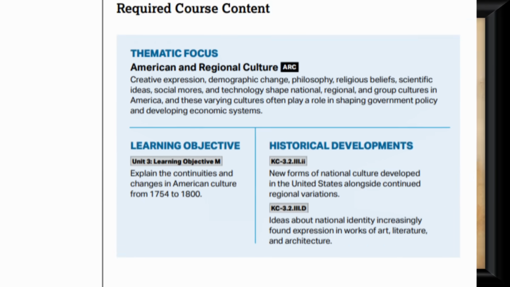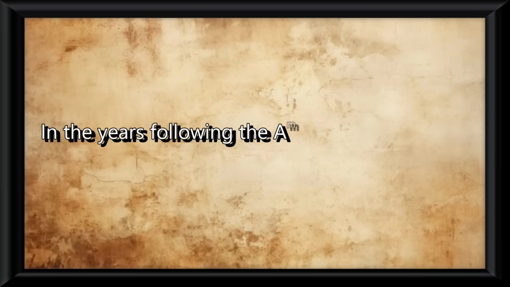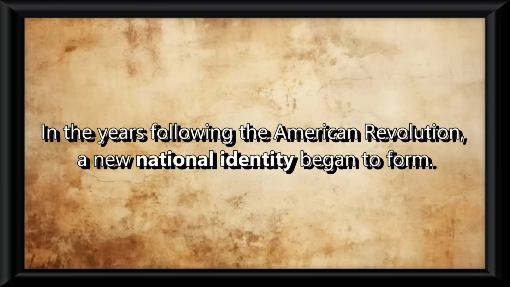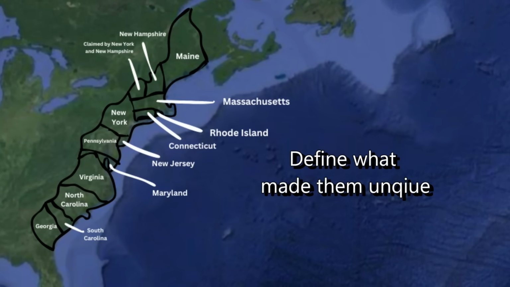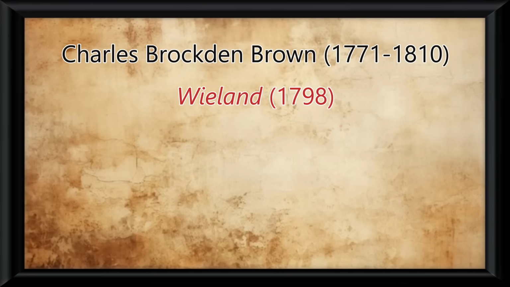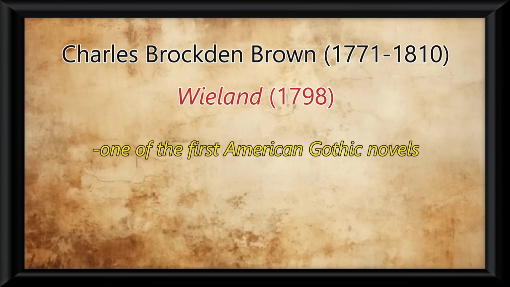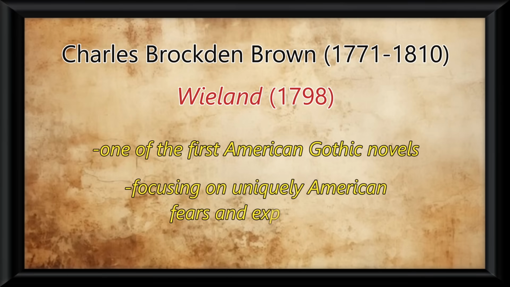Now we're going to move to talking about society and culture in the early society of the Americas. In the years following the American Revolution, a new national identity began to form. Americans, now free from British rule, wanted to define what made them unique. In literature, we see the work of people like Charles Brockden Brown, whose Wieland became one of the first American Gothic novels, focusing on uniquely American fears and experiences.